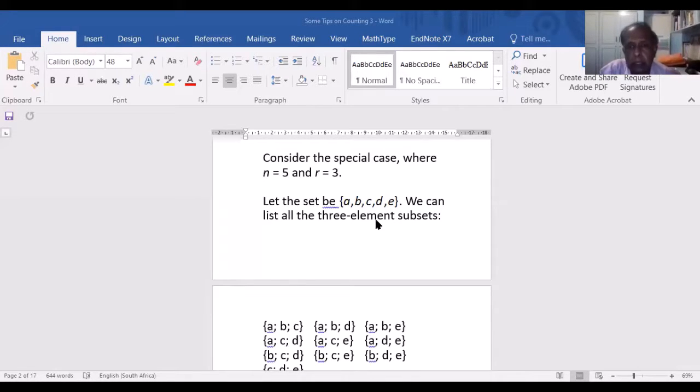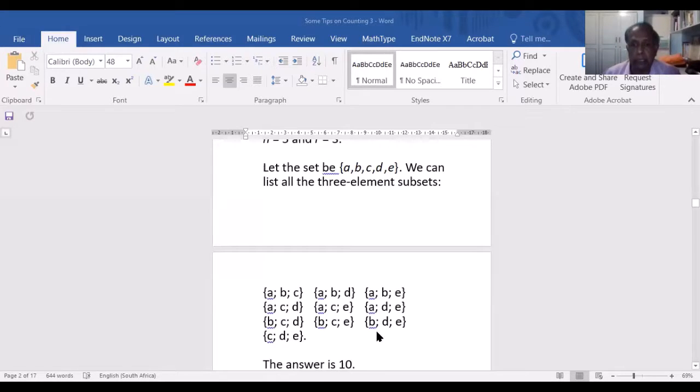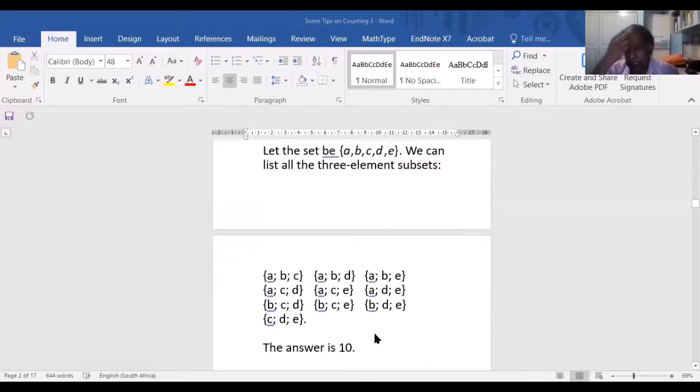We can list all the 3 element subsets. We can actually write all the 3 element subsets, and I've done it here. Right? And we see that we have 10 possible subsets. So the number of subsets having 3 elements is 10. That's the crux of the thing.